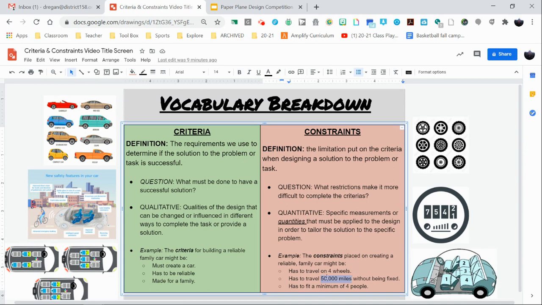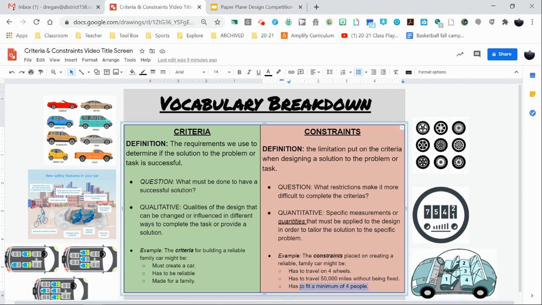Now, many of you are probably thinking to yourself, well, if we do this, doesn't that make our solution successful? Doesn't that determine if it's successful? And when you think of it that way, you're right. But remember, the second part is you need to be able to change or influence that specific thing. In this case, you can't influence or have less miles. You have to have 50,000 or more. Okay, so that's key. Restrictions versus things that you can change or influence.